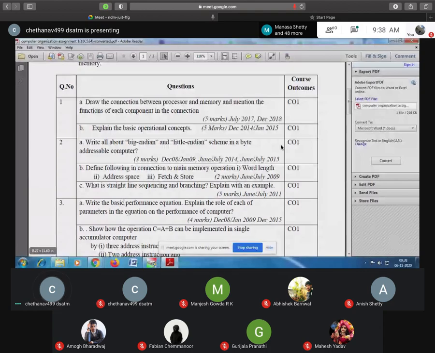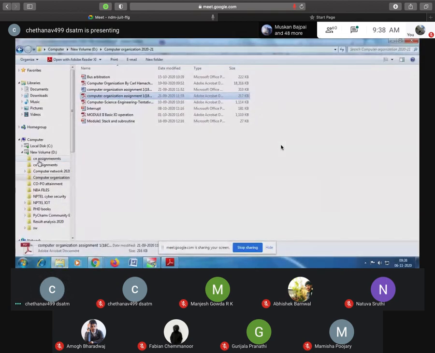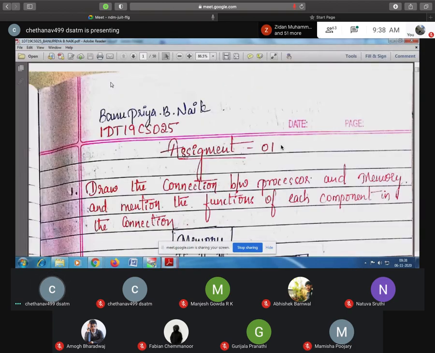Here I have: connection between processor and memory, and the function of each component in the connection. While writing this question, you have to draw a neat diagram. Let me take some assignments that were already submitted and show what is required. Some students have done very well. Even Purva has written, Lavanya has written, many have written. Let me take any one student's.